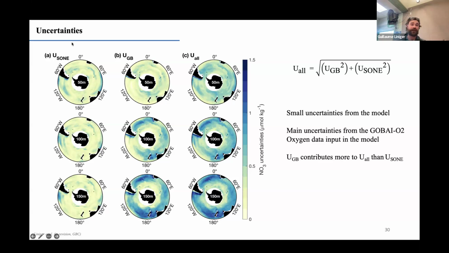And the combination of these uncertainties is the quadrature of the uncertainty in GO-BY and SONY. And what we observe is that the uncertainty in GO-BY is greater than the uncertainty from the model. Meaning that the model is good, and that if there's any source of uncertainty, it comes from the data that is used from the dissolved oxygen. Which sort of makes sense, because if we look back at the GO-BY O2 product, the main uncertainty came from the predicted oxygen.